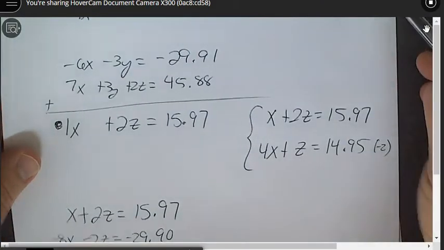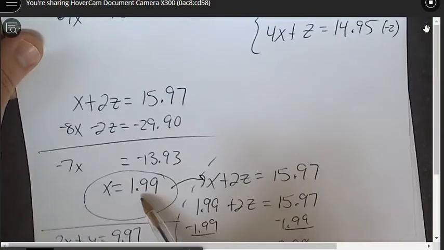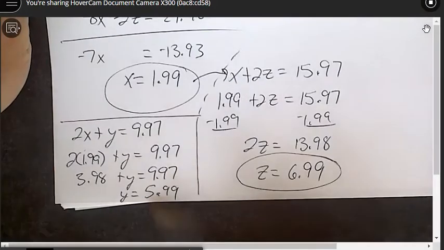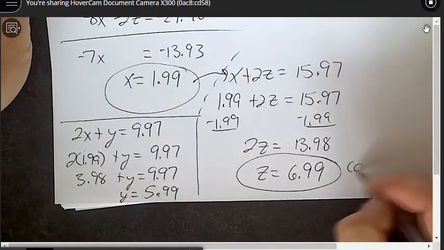Again, back in the beginning, we said that x was the shirts, y was the slacks, and z was the sport coats.